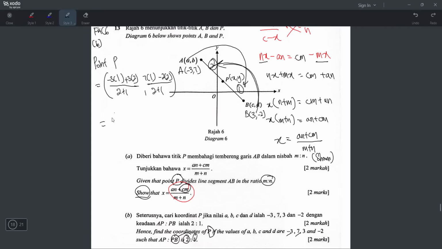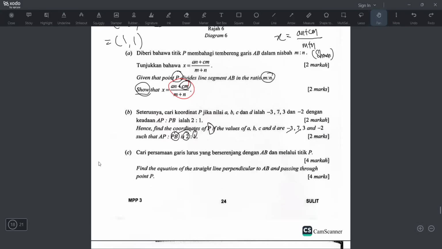Now you can find your point P. Negative 3 times 1 is negative 3. 3 times 2 is 6, divided by 3. 7 times 1 is 7. 2 times 2 is 4, over 3. So 6 minus 3 is 3, 3 over 3 is 1. 7 minus 4 is 3, over 3 is 1. So point P is 1, 1. This is only worth 2 marks. I'm done. Now let's do C.